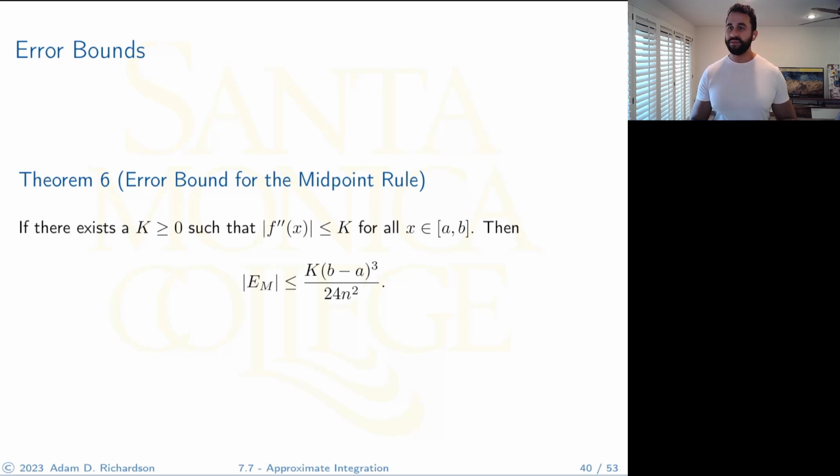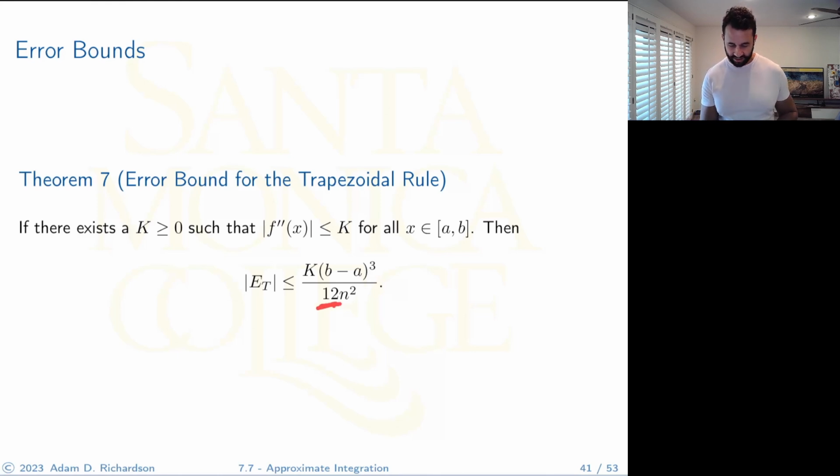All right, now compare this to the error bound for the trapezoidal rule. Same idea, we have this upper bound, but now it's for the trapezoidal rule. Everything is the same, but look at the difference. Now, instead of it being 24, it's 12. I'm going to flash back and forth here.